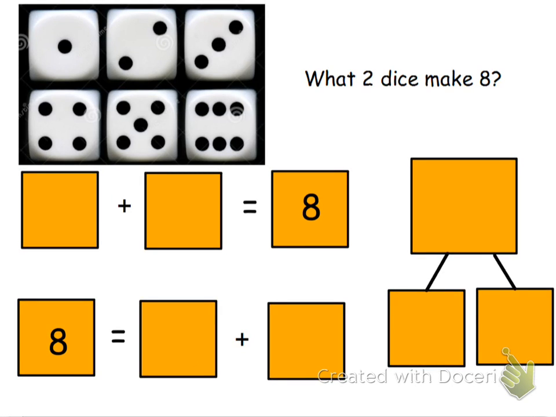Today we're talking about Module 1, Lesson 5. In this lesson we're talking about being able to represent put together situations with number bonds and number sentences. Looking at this, we have to figure out which two dice make 8.